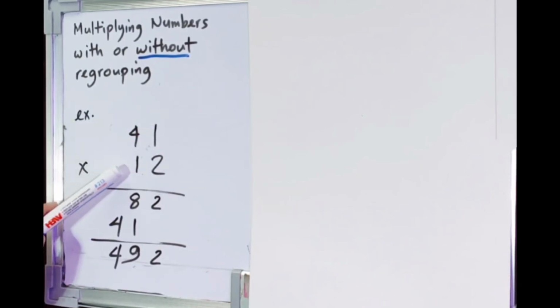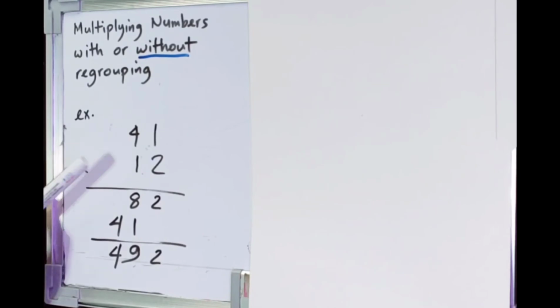Then with the tens digit of the multiplier, we have 1 times 1, that's 1, 4 times 1, that's 4. Okay, and we add, so we get 492.